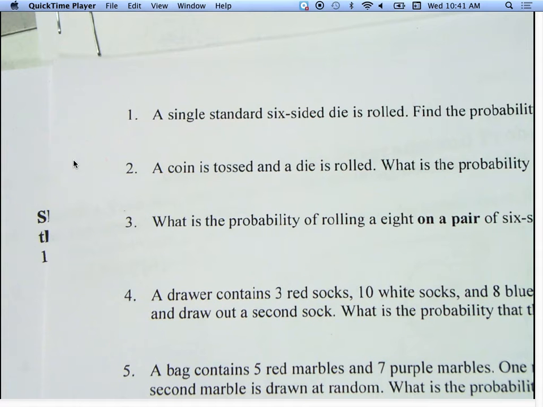I recommend you write these down. We're going over them. Okay.